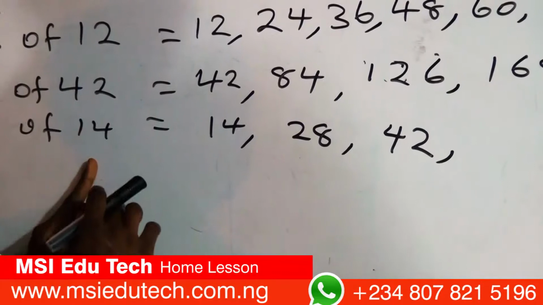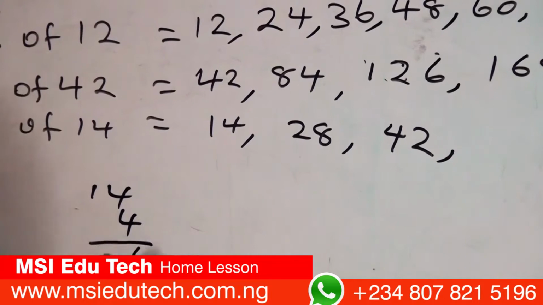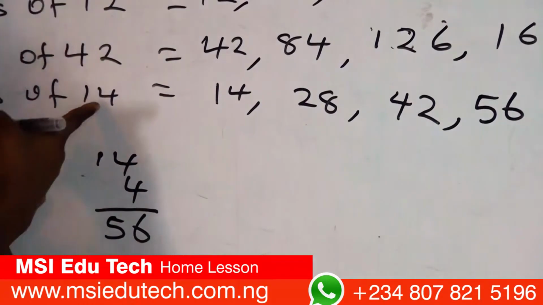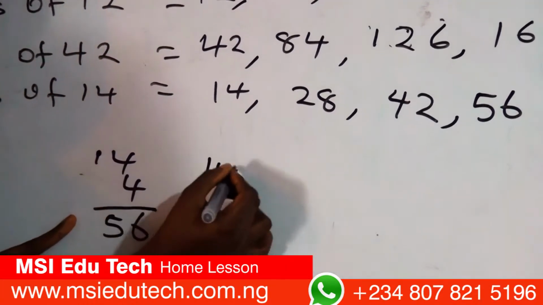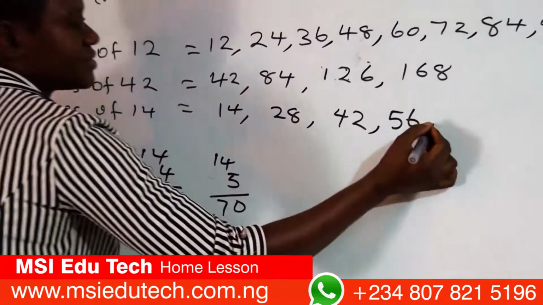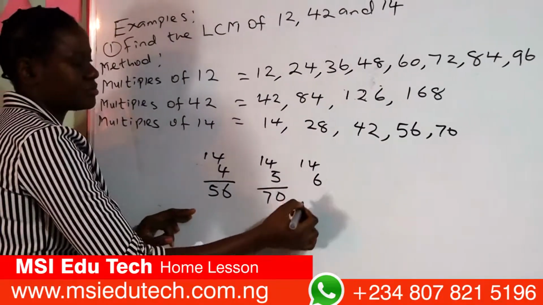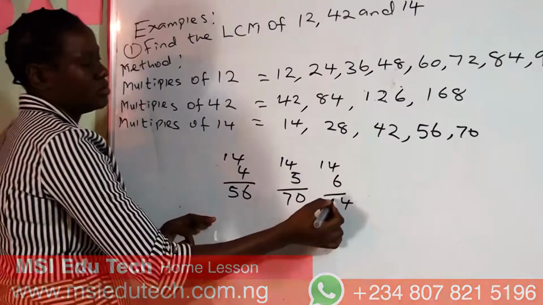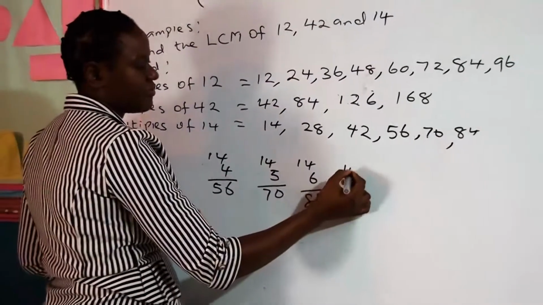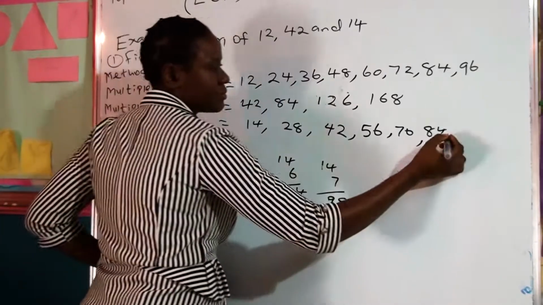Now 14 times 4 is 56. The next multiple of 14 will be 14 times 5, which is 70. The next multiple of 14 will be 14 times 6, which is 84. The next multiple of 14 will be 14 times 7, which is 98.